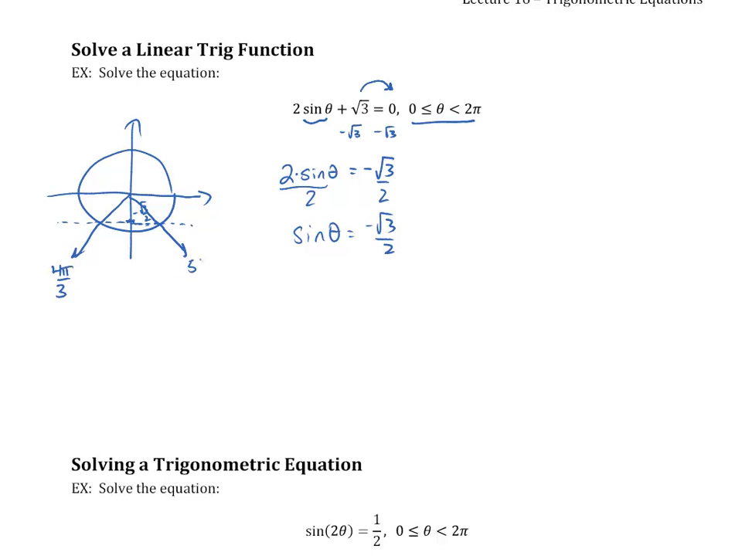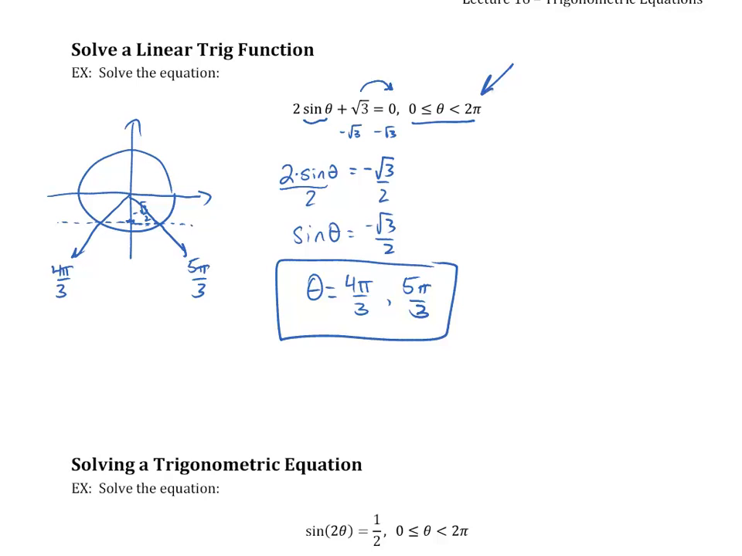And this one turns out to be 5 pi over 3. And again, you can look at your unit circle table to find the angles where the y-coordinate is negative square root of 3 over 2. And those are the two angles inside of 0 to 2 pi. So theta can be 4 pi over 3 or 5 pi over 3. Both of those satisfy that equation and represent the solution in this range.